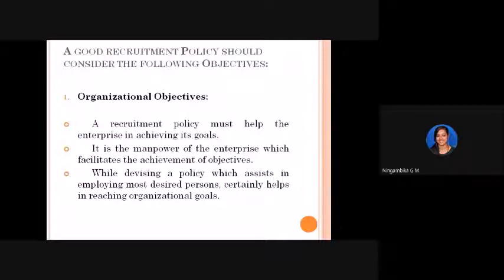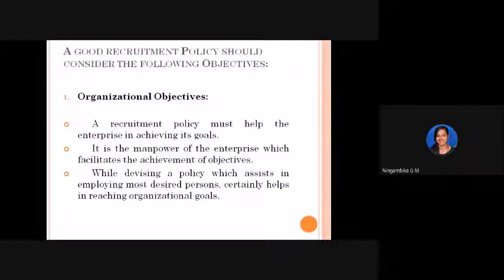Some recruitment policy should be maintained in order to have a proper flow in the workflow of the organization. The first one is organizational objectives. Whatever policy is laid down by the department or the organization, the main concentration should be to help the enterprise achieve its goals. The main norms should be achieved in a better way. It is the manpower of the enterprise which facilitates the achievement of objectives. So what are the objectives all about? How can they reach them?